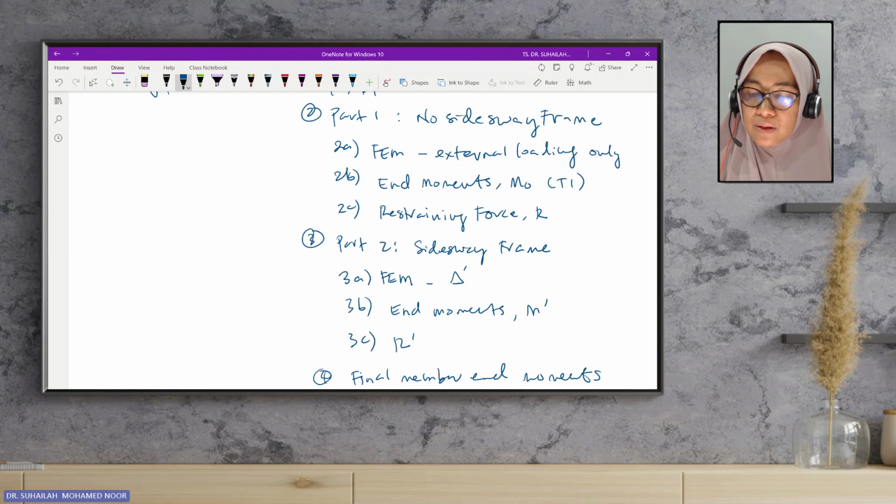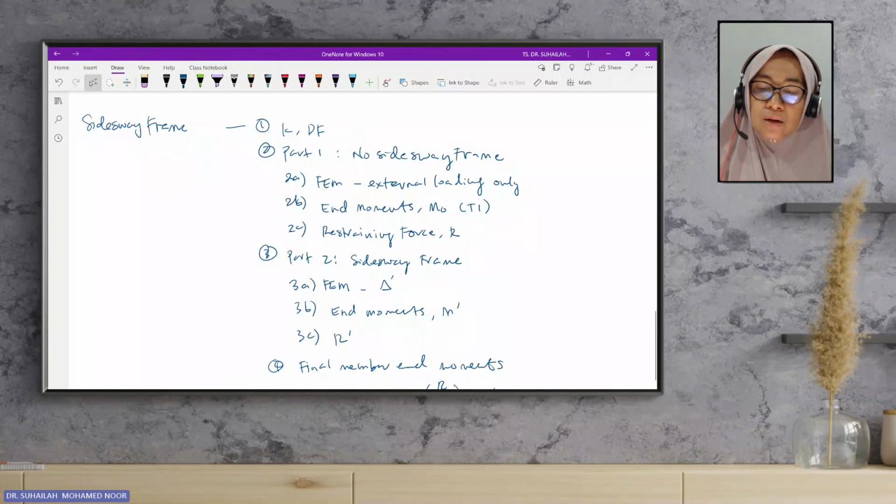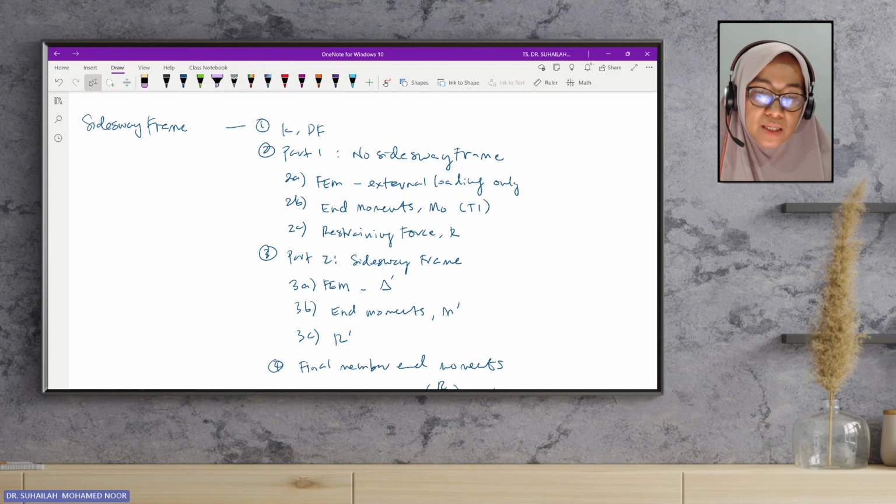It is M naught plus R divided by R prime times M prime. This is R over R prime times M prime. Okay, so this is all the procedure for the 4 steps. Start from K and distribution factor, then 2 is part 1, 3 is part 2, and 4 is the final end moment. All this is based on the principle of superposition.